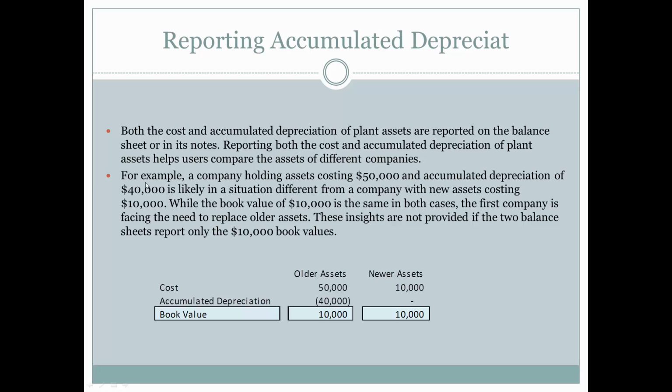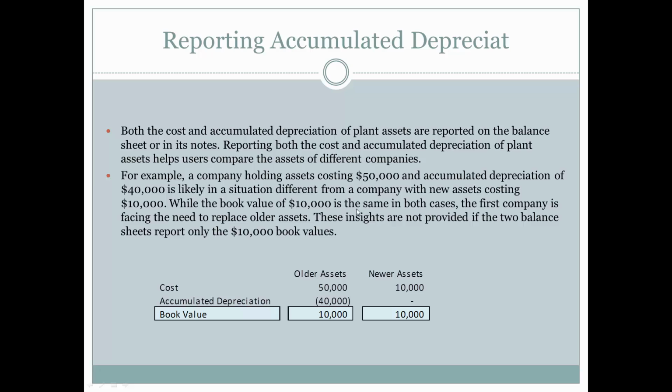So how does that work? For example, a company holding assets costing $50,000 with an accumulated depreciation of $40,000 is likely in a situation different from a company with new assets costing $10,000. So let's look at this. This is a company with older assets, $50,000, accumulated depreciation is 40,000 and its book value is 10,000. This other company has new assets of 10,000. No depreciation has been recorded yet. So notice it also has a book value of 10,000. Now, if the book value was shown on the financial statements without the accumulated depreciation, you wouldn't be able to tell that this company had older assets and this company had newer assets.